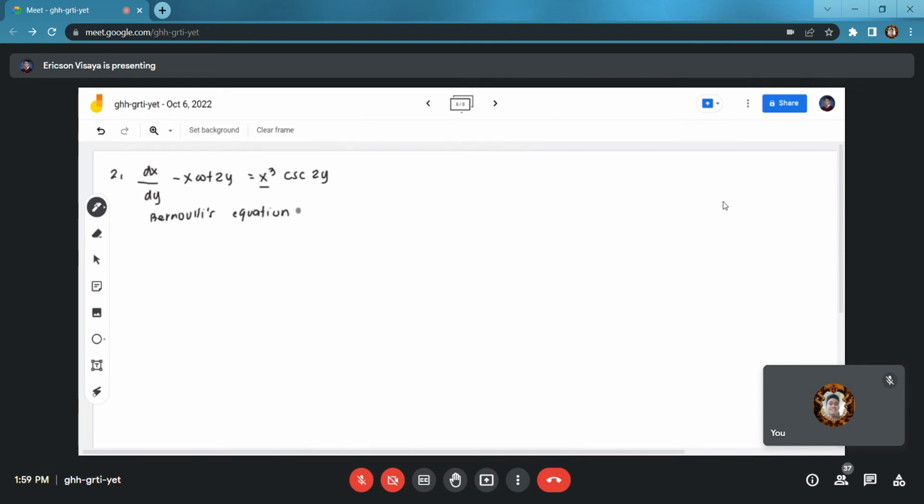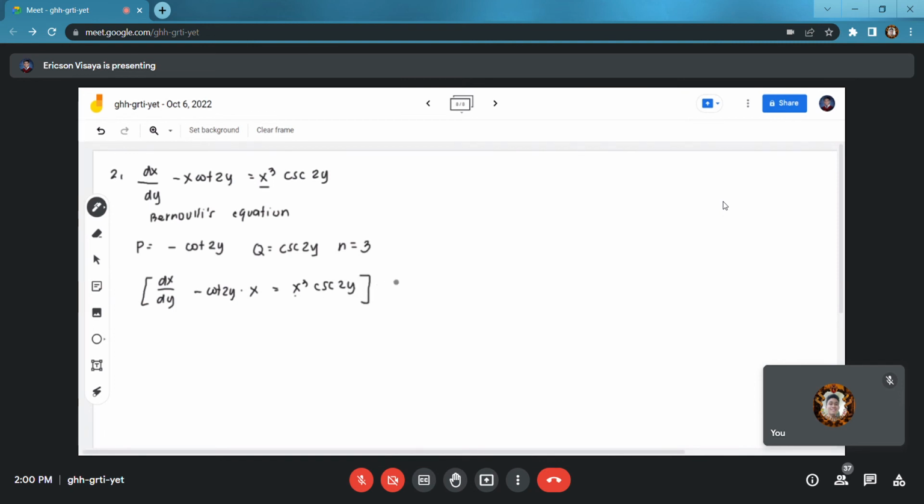Wherein our P is equal to negative cotangent 2y, and our Q is equal to cosecant 2y, and our n is equal to 3. So first we need to divide both sides by x cubed. So dx over dy minus cotangent 2y times x is equal to x cubed cosecant 2y.